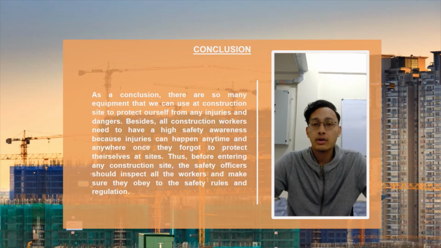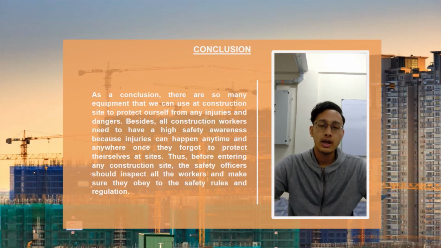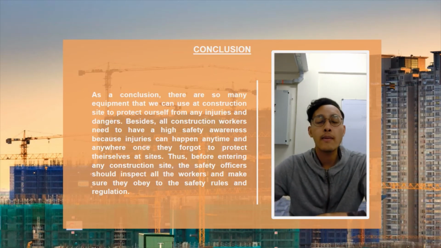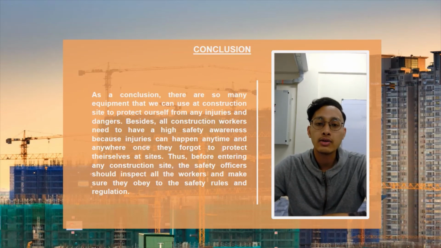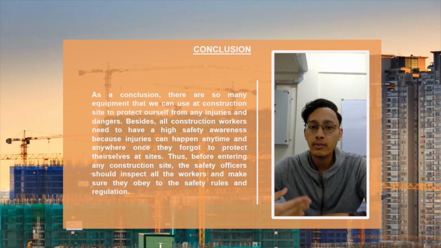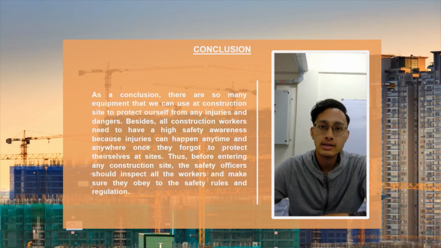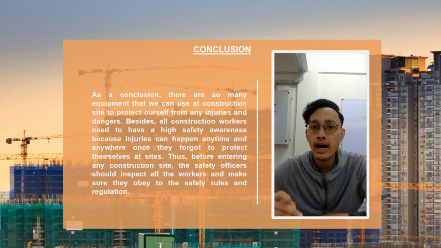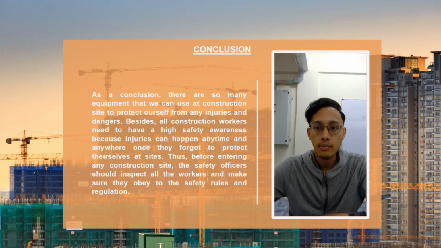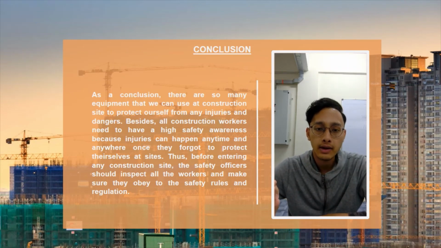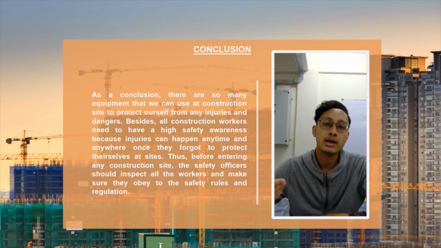So here is the conclusion for this video presentation. As a conclusion, there is so much equipment that we can use at the construction site to protect ourselves from any injuries and dangers. Besides, all construction workers need to have high safety awareness, because injuries can happen anytime and anywhere once they forget to protect themselves at site. So before entering any construction site, the safety officers should inspect all the workers and make sure they obey the safety rules and regulations of the construction site.